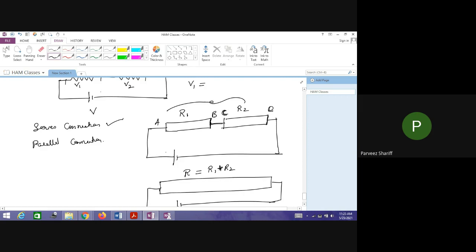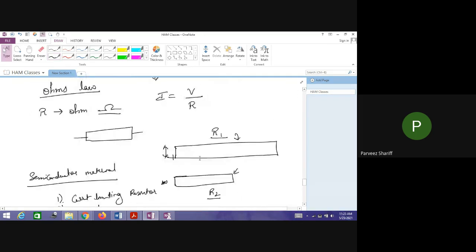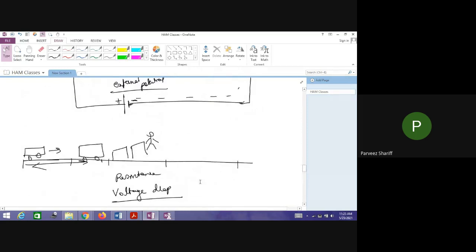Now in the series connection, we have to understand that the current flow is not going to change. If the current flowing here is I, here also the current flowing is I. Let me give you a suitable example so that you can better understand. Let us come back to the same check post. This is called check post 1.